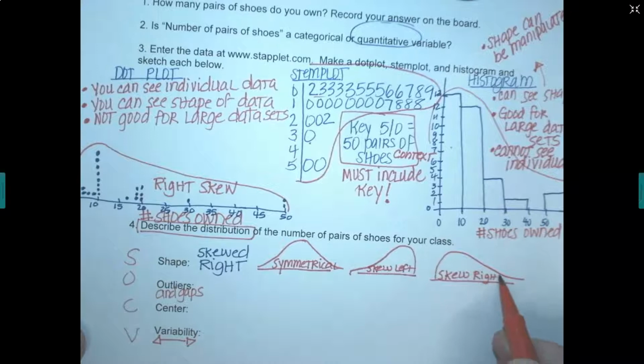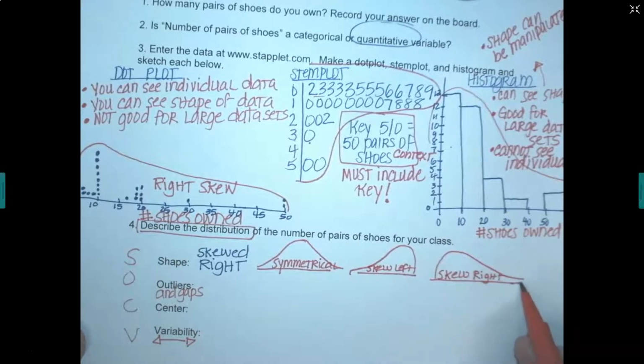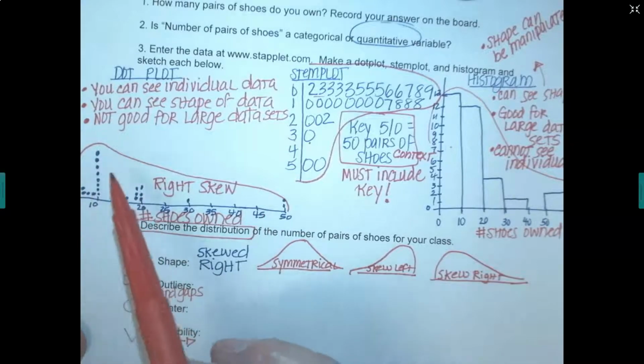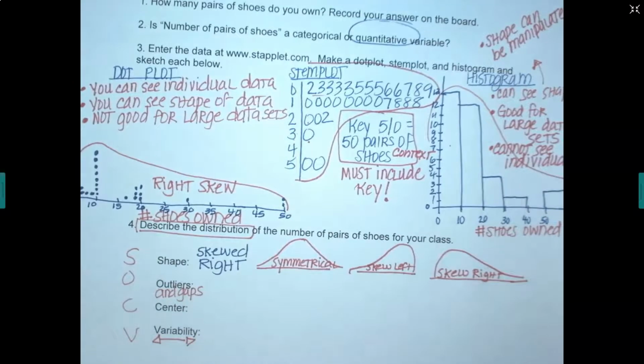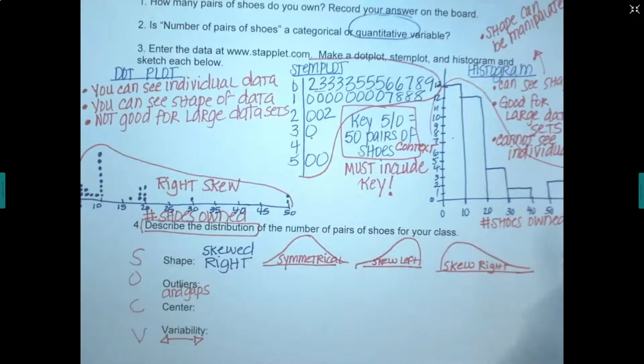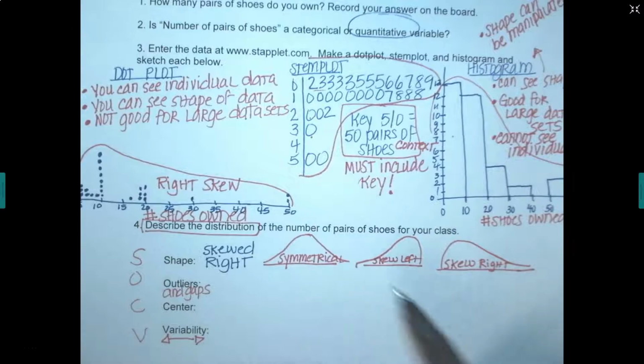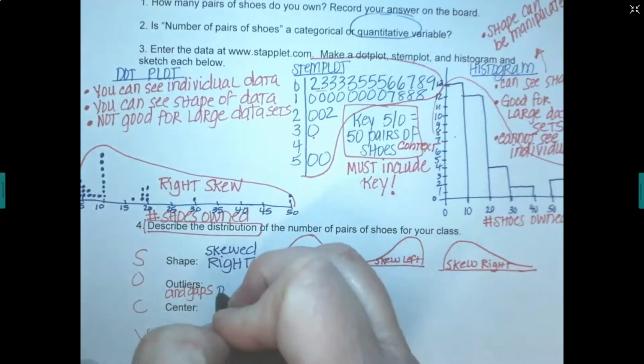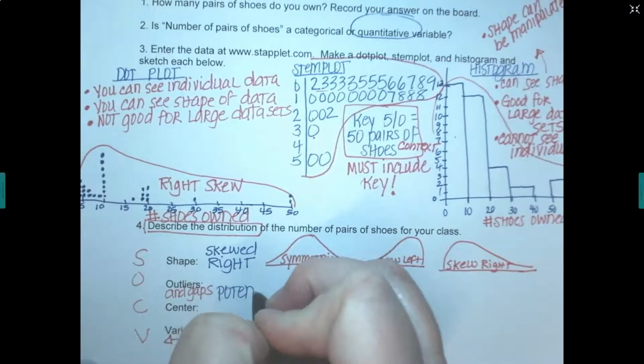The majority of the people are in the lower numbers with only a few out at the higher numbers. That's what matches our situations. There's smaller numbers of shoes owned, but a few people had a lot of shoes. Okay, so those are our three main shapes. In this situation, outliers and gaps, we think there's potential outliers at 50.